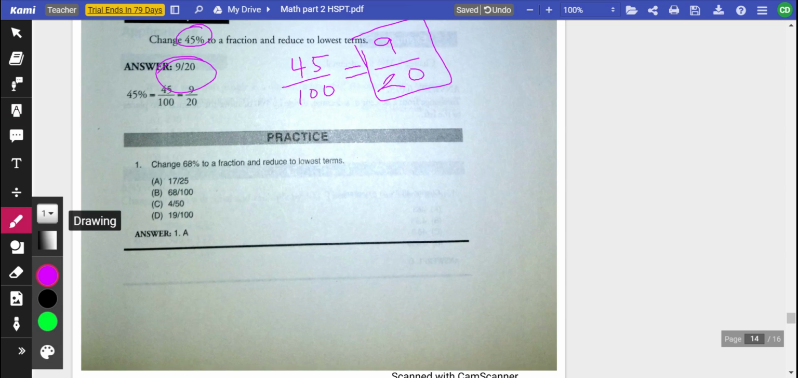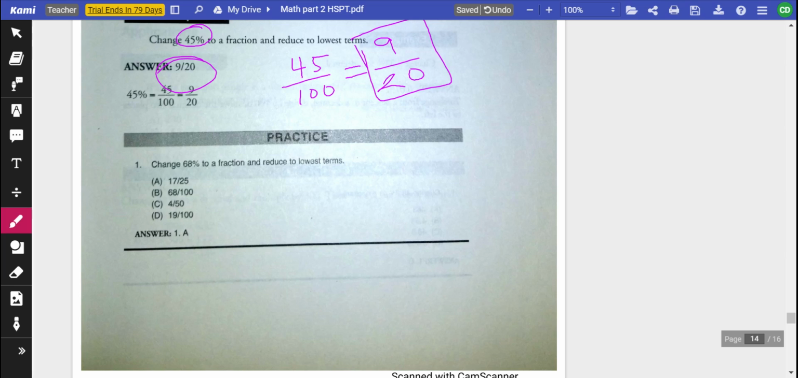So then for this one, our practice, they ask us to change 68% to a fraction and reduce to lowest terms. Okie dokes. We know it's 68 out of 100, right? So that's all good. 68 and 100 are both even numbers. Even if you can't find a GCF, you know it divides by 2, right? So we can divide by 2, which tells me this is wrong and this is wrong. So we're already halfway done with this problem. If I divide by 2, I get 50. And then if I divide by 2, I get 34.